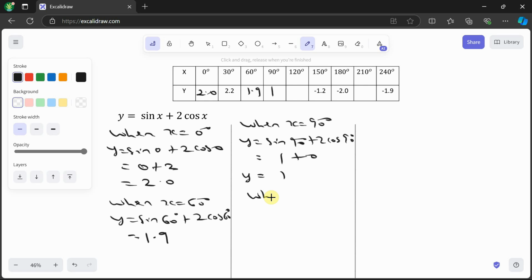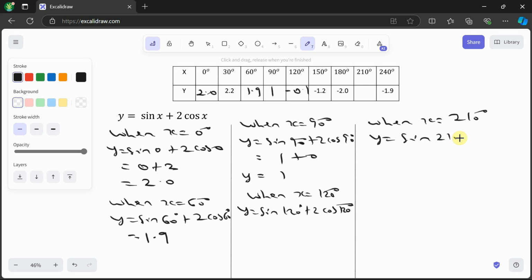Then when x is equal to 120 degrees, y will be equal to sine 120 degrees plus 2 cos 120 degrees. So you can just plug that into your calculator. I had minus 0.1, right? And then when x is equal to 210 degrees, y will be equal to sine 210 degrees plus 2 cos 210 degrees. So that gave me minus 2.2.